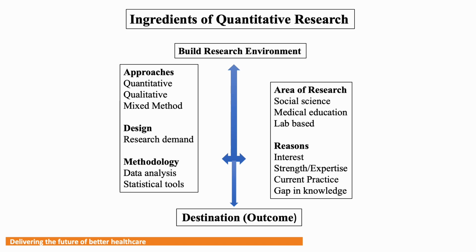Then the design, which looks at the overall planning and research demand, and the methodology that involves the data collection, data analysis, and statistical tool. It is also important to have the area of research decided under the umbrella of the social sciences, medical education, or lab-based. And the most important thing is the researcher's interest, strength, expertise, current practices, and gap in knowledge that one intends to research, to provide further information to the literature on the subject area that one is researching.